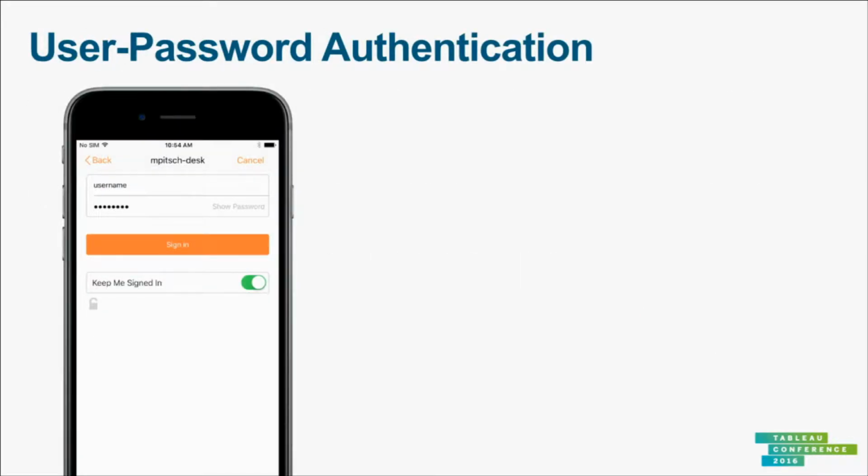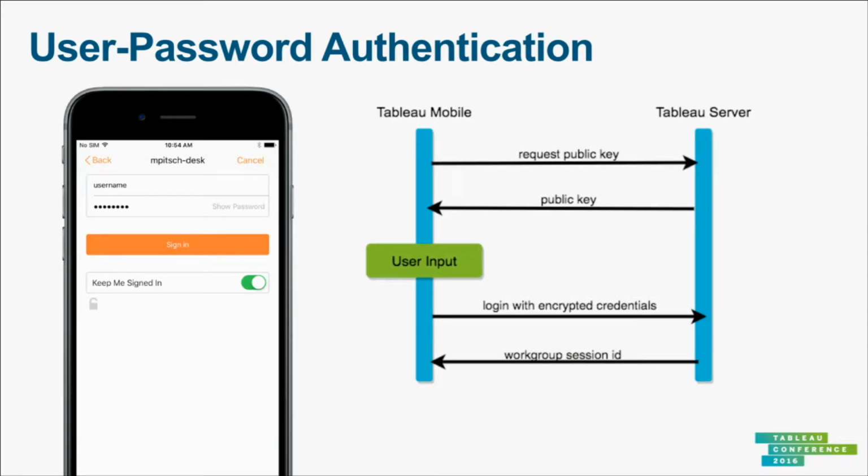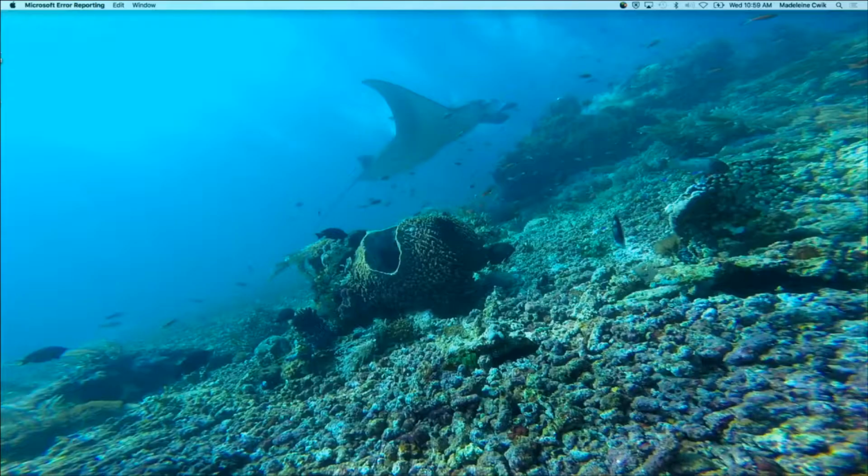So here's user password authentication. After the user has connected to the server, typed in their server name, and hit connect, we will open up a native dialog for them to type in their username and their password and hit sign in. What's happening is that Tableau Mobile actually first requests a public key. This public key is used to encrypt the credentials that the user types in. We then pass those over to Tableau Server via the login call. Tableau Server verifies your credentials and returns a workgroup session ID if your credentials are valid. Now this is what we would call local auth. The most popular setup for this is actually having it backed by an Active Directory.